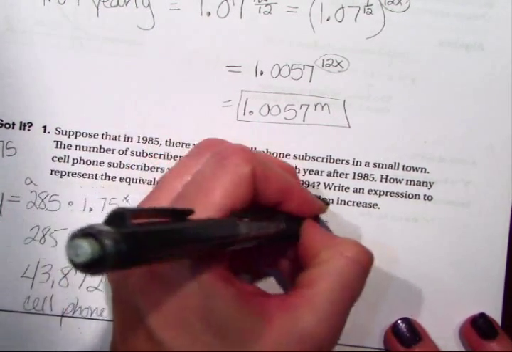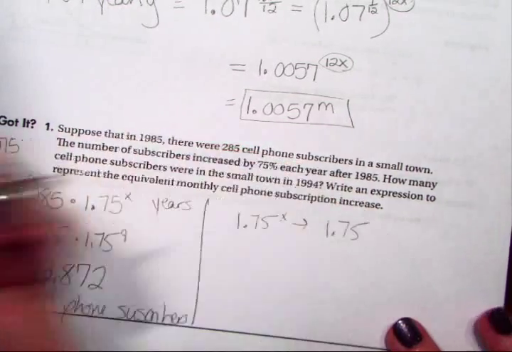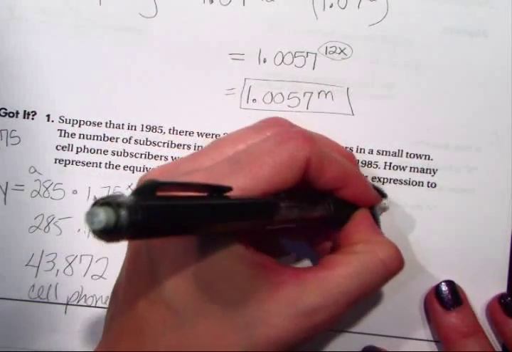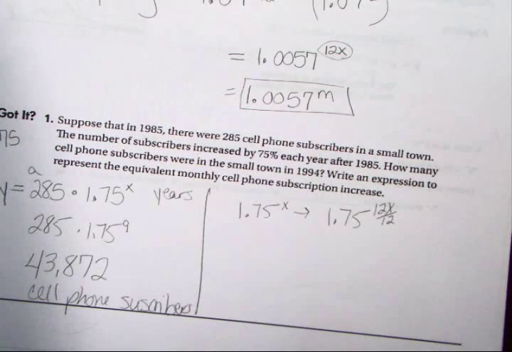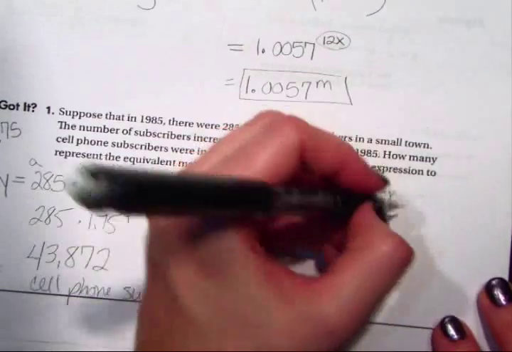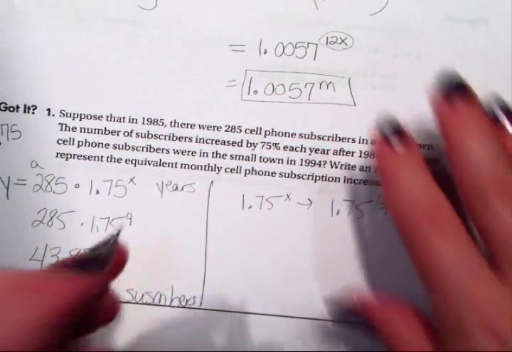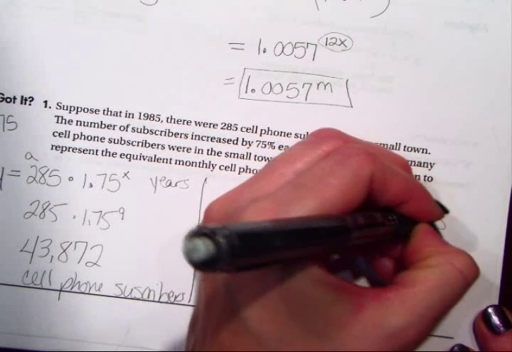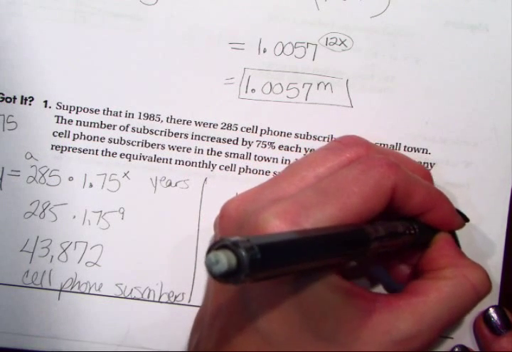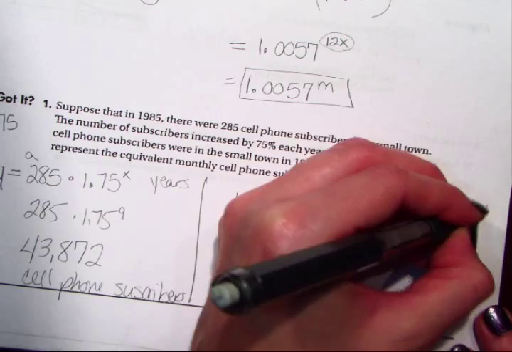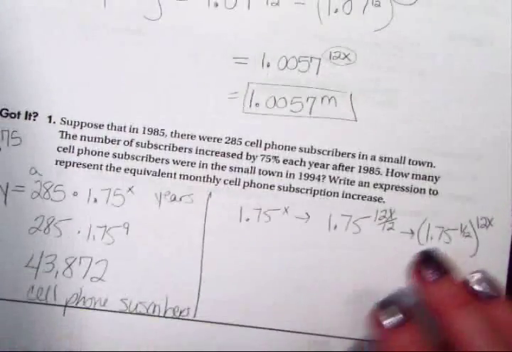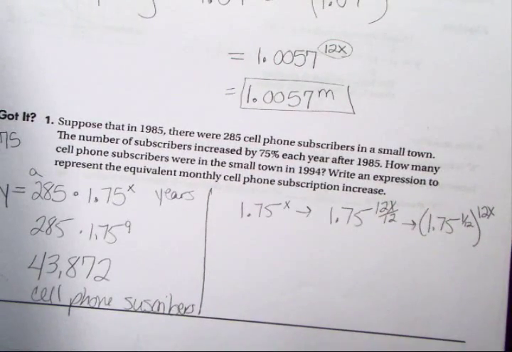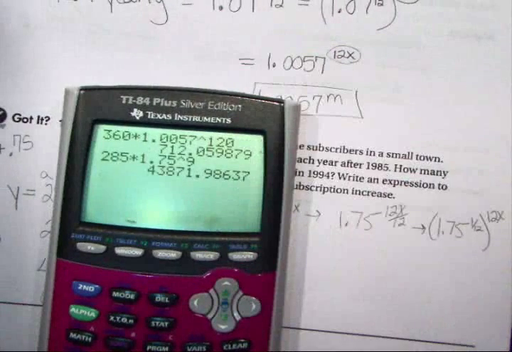How could we rewrite that? How many months are in a year? 12 months in a year. So we can do 12x over 12, and technically we haven't changed the problem because 12x over 12 is still X. So we haven't changed anything. The next thing we're going to do is we're going to rewrite it just like we did up here. So we're going to put 1.75 in parentheses to the 1/12 power and a 12x on the outside. And then we're going to put this into our calculator, and that's going to give us our monthly B factor.